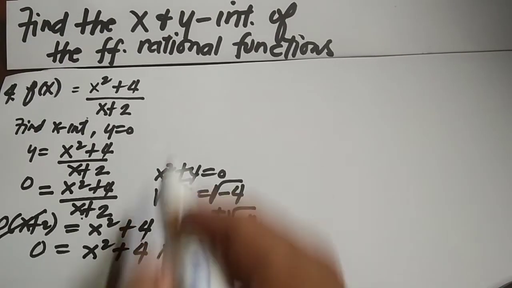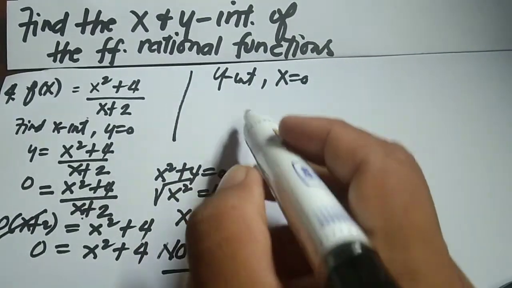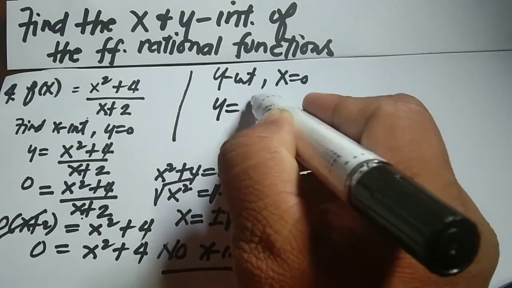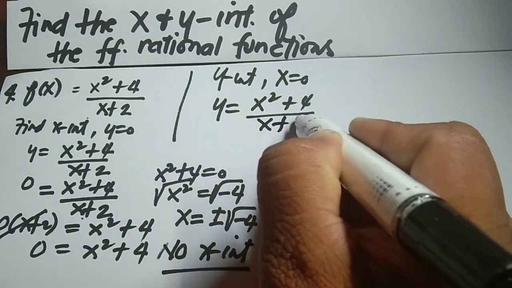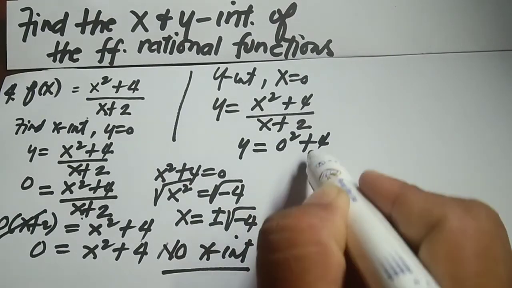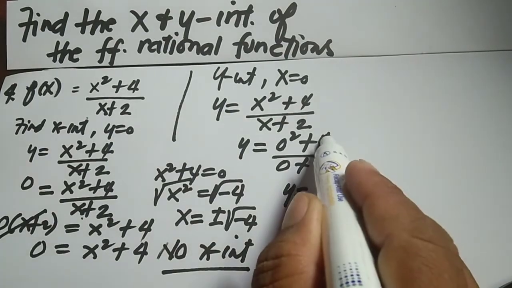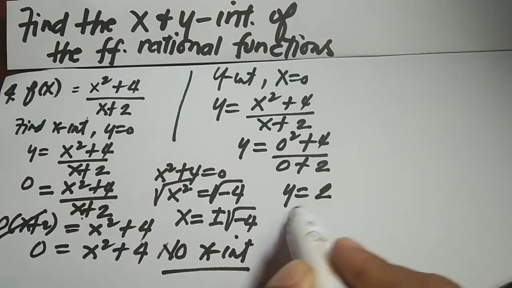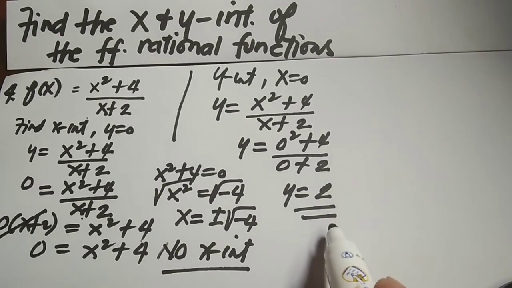How about the y-intercept? For the y-intercept, let x equal 0. We have y equals x squared plus 4 all over x plus 2. So y is simply 0 squared plus 4 all over 0 plus 2. Therefore y is 4 over 2, that is positive 2. The y-intercept is at positive 2 of y. That is the solution for problem number 4.